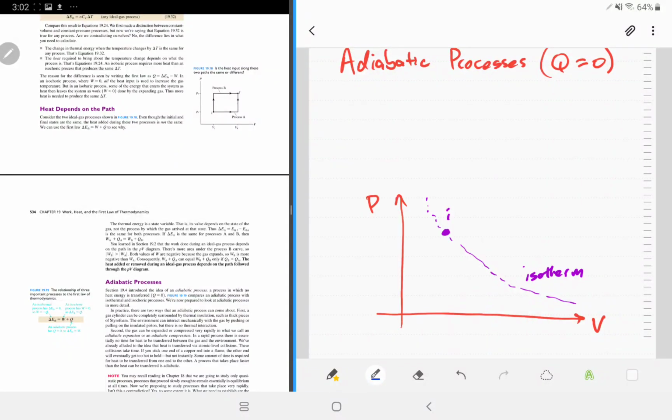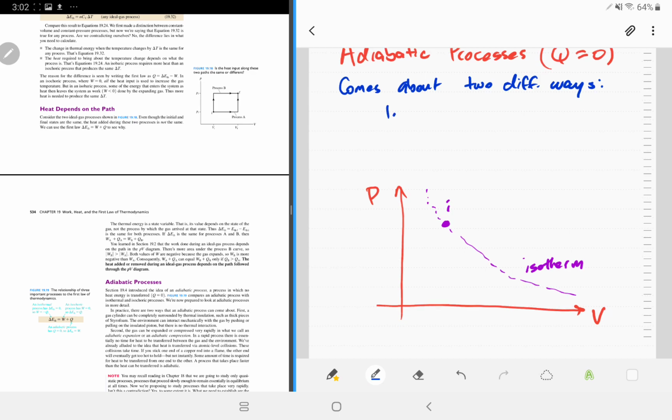So an adiabatic process, basically in real life, comes about two different ways. So basically there's two different kinds of clues in problem statements that tell you right away it's an adiabatic process. Of course, if the problem tells you there's no heat exchange, or if they say Q equals 0, then you know right away it's adiabatic. But there are two more subtle ways of saying that you have an adiabatic process. So first of all, you could say that the gas is thermally insulated.